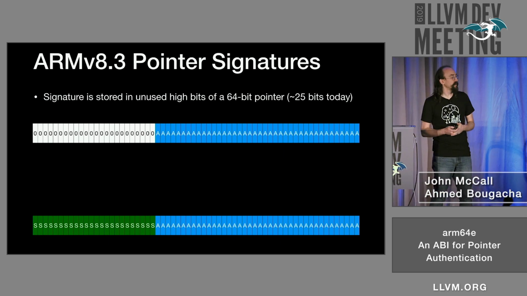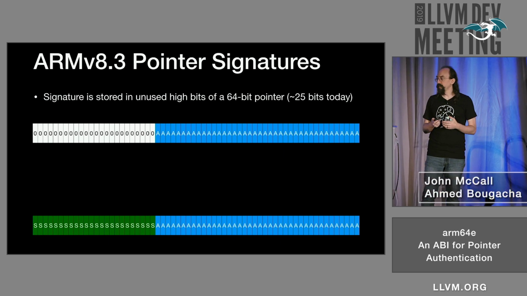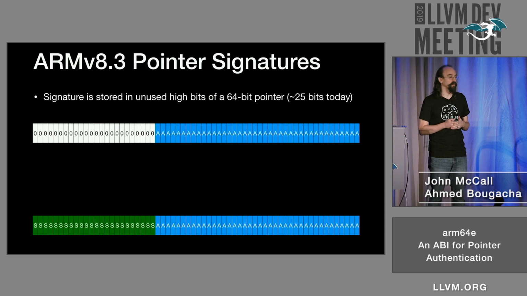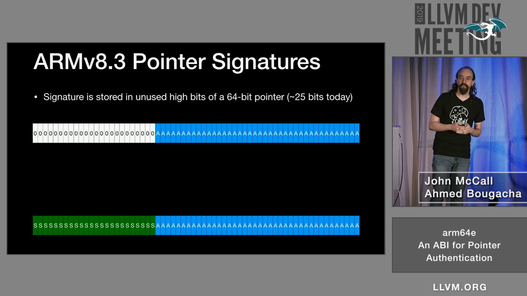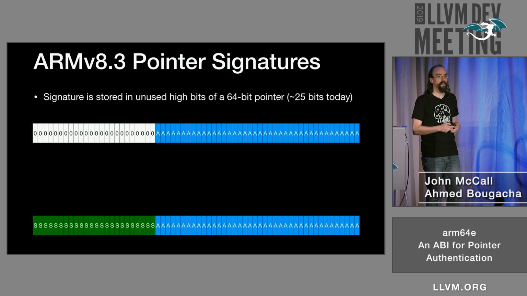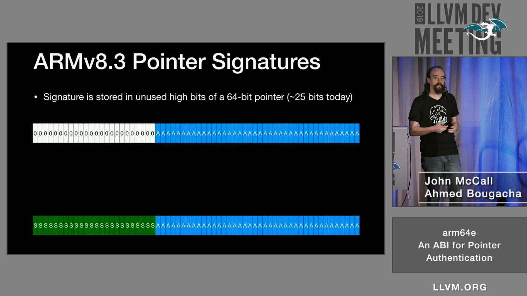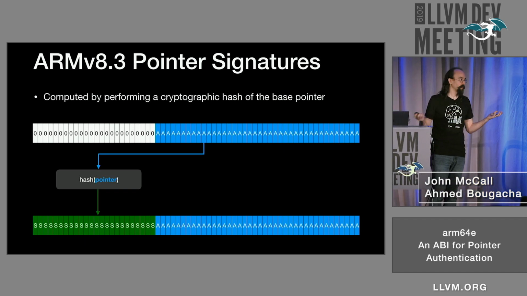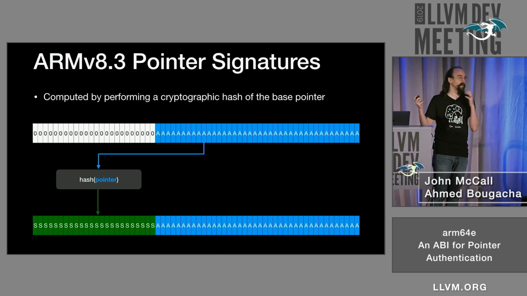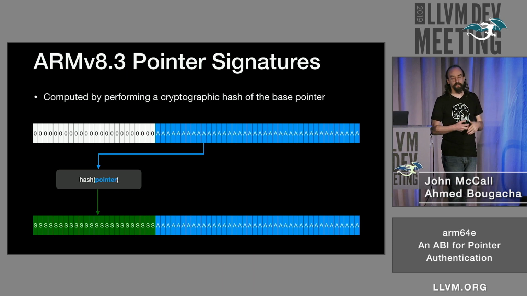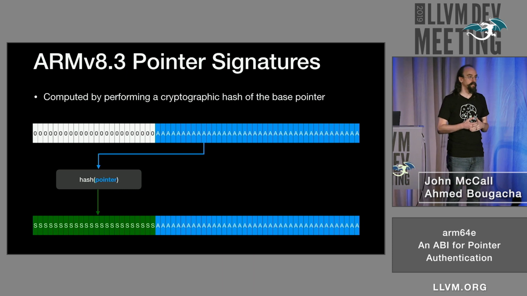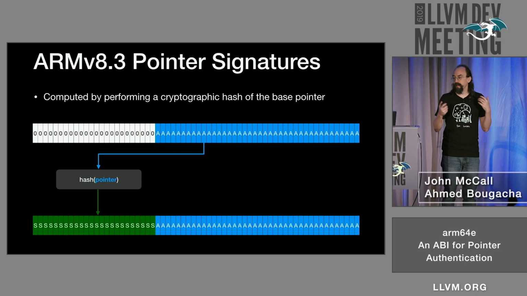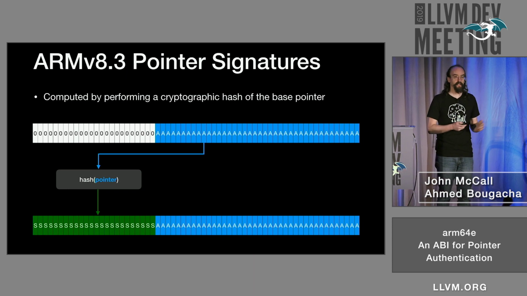In ARMv8.3, that signature is stored in the upper bits of a 64-bit pointer. The number of bits can be configured by the operating system to allow for the memory needs of the system as they grow over time. So what is a signature? Well, it's basically just some sort of cryptographic hash function. So you take the actual pointer bits, you hash them in some reasonably non-reversible way, and you end up with a signature, and then you just stash it in the top bits.